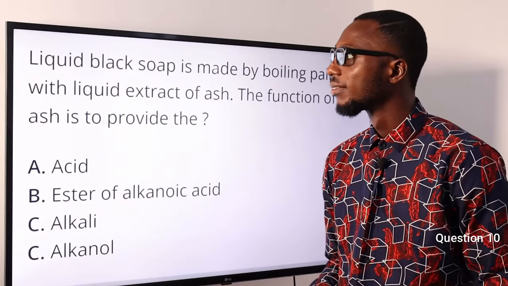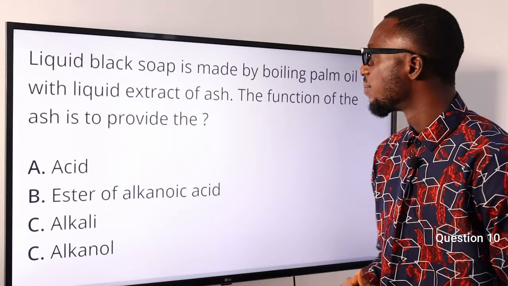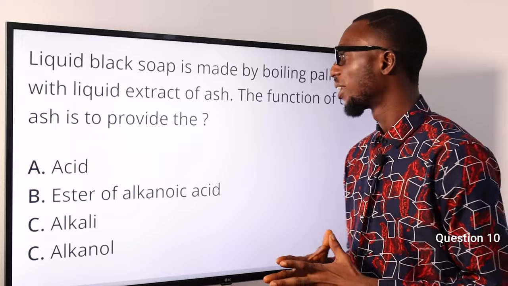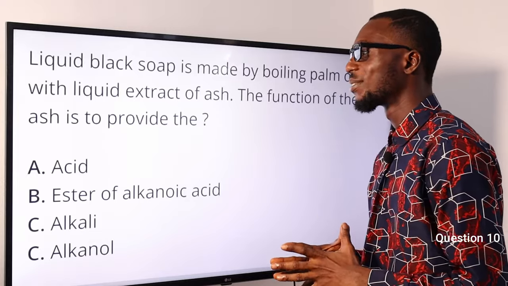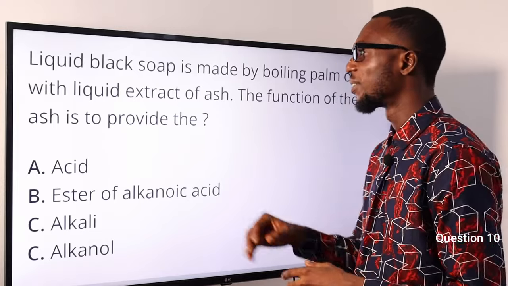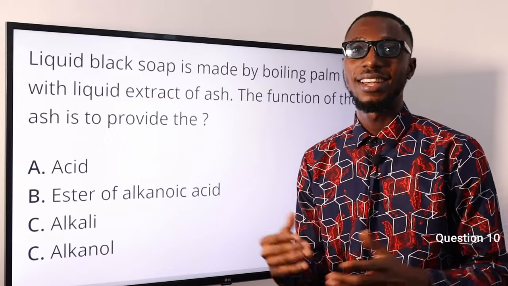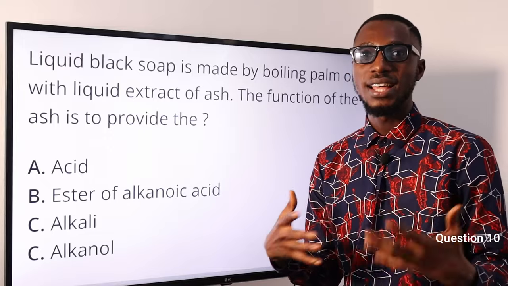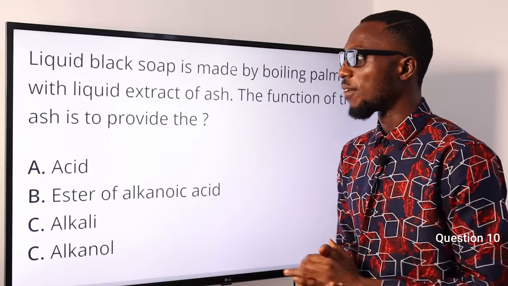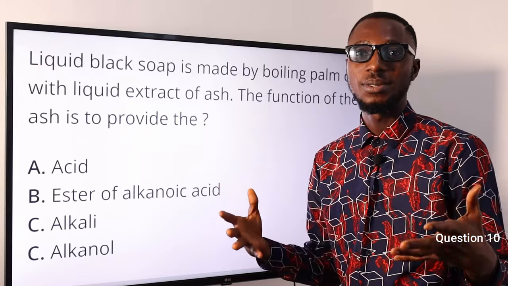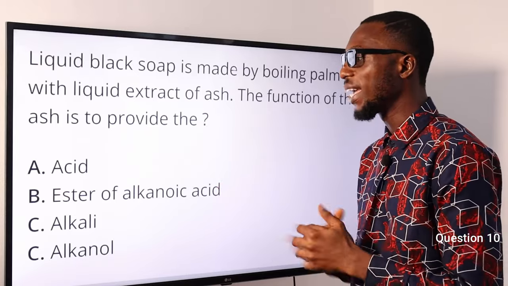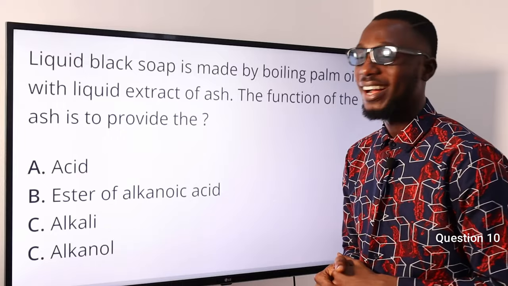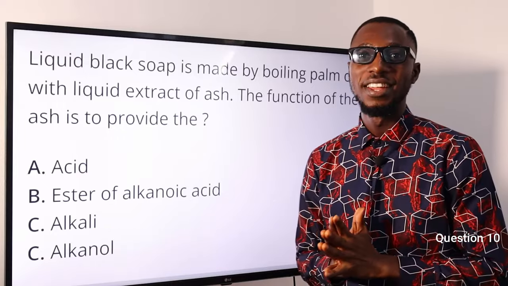Question 10. Liquid black soap is made by boiling palm oil with liquid extract of ash. The function of the ash is to provide the what? This liquid extract of ash can be referred to as lye. This lye is a metal hydroxide that provides the alkaline solution for the making of soap. So the correct option is option C, alkali. So option C is very, very correct.